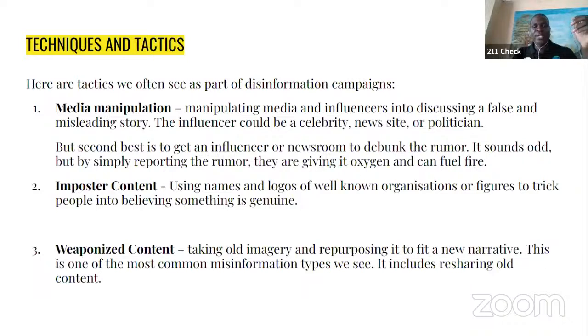And then we have weaponized content. So weaponized content is where people take old imagery and they repurpose it to fit a new narrative. So this is one of the most common misinformation types we see, and it includes resharing old content. Yeah, so this weaponized content is like the example I gave earlier.